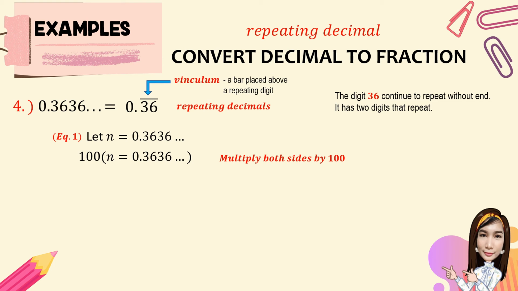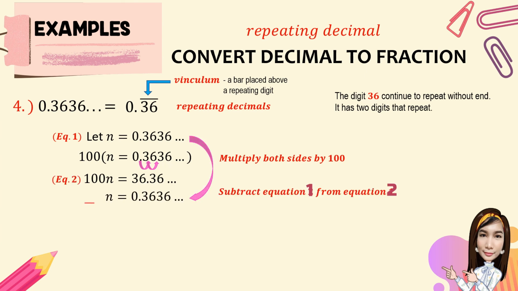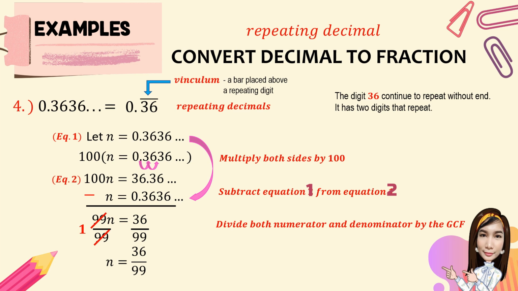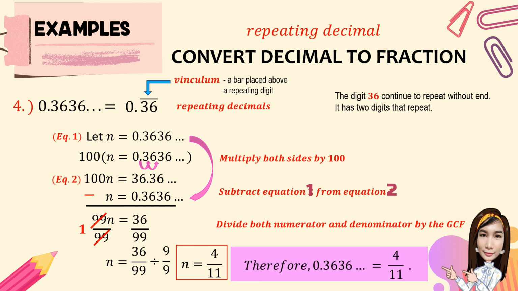Then 100 times 0.3636 and so on, we're going to move the decimal point 2 places to the right. And it gives us 100n equals 36.3636 and so on. That is your equation 2. Then subtract equation 1 from equation 2. The result is 99n equals 36. Then divide both sides by 99. So 99 divided by 99 is equal to 1 times n. We have n is equal to 36 over 99. Then divide both numerator and denominator by the GCF, which is 9. So 36 divided by 9 is equal to 4. And 99 divided by 9 is equal to 11. Therefore, 0.3636 and so on is equal to 4 over 11.